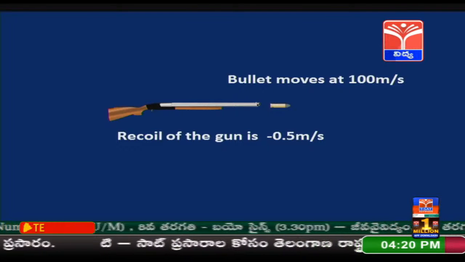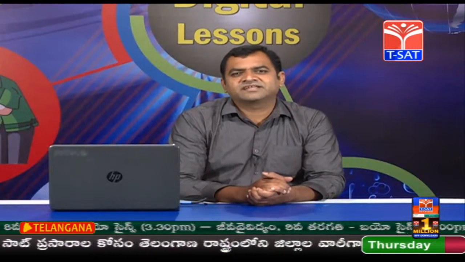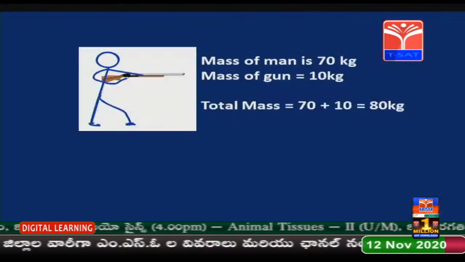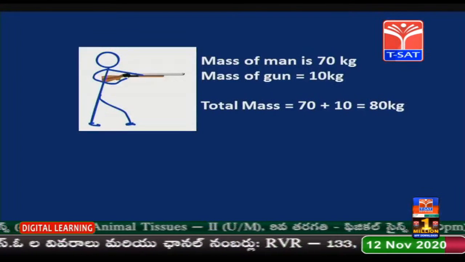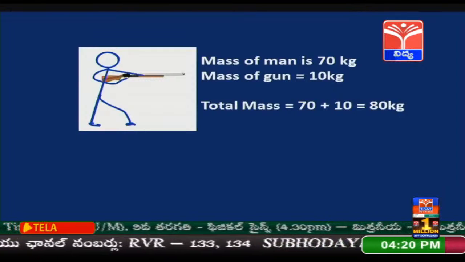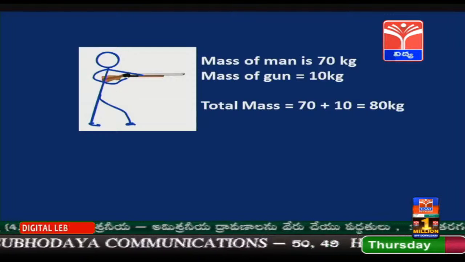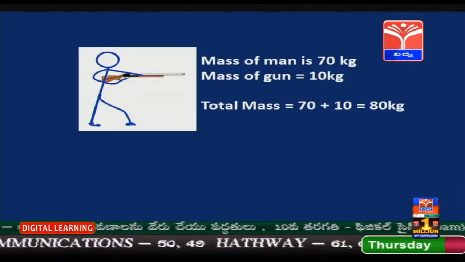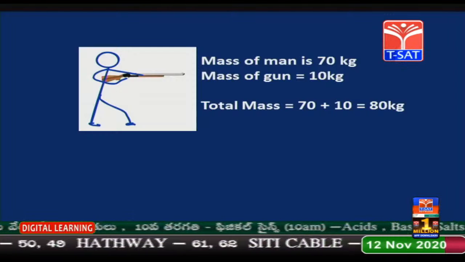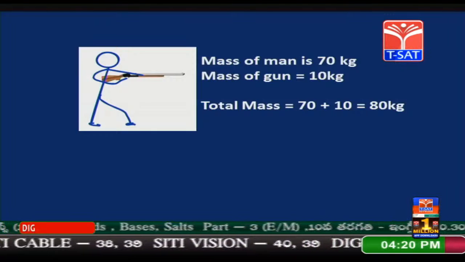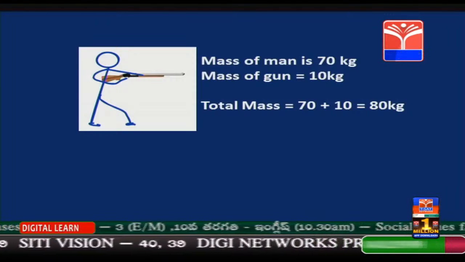0.5 meters per second. Let us explain the second case, that is when the man holds the gun tightly to his body. Here is a man who is holding the gun tightly to his body to withstand the recoil of the gun. So, mass of the man is 70 kg. Let us say mass of the gun is 10 kg. So, total mass of man and gun is 80 kg.